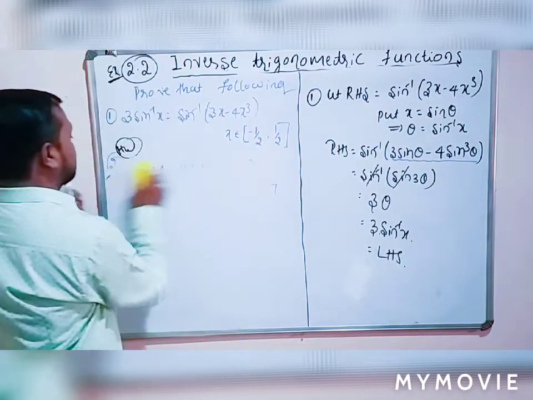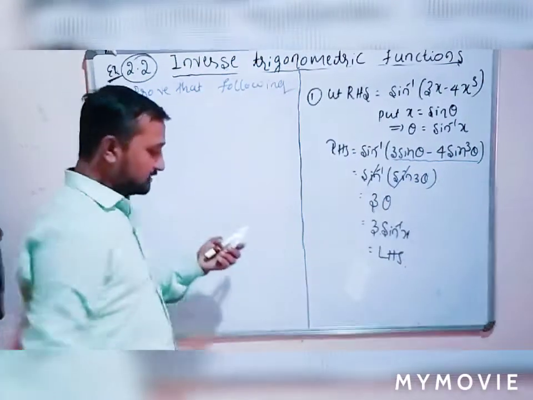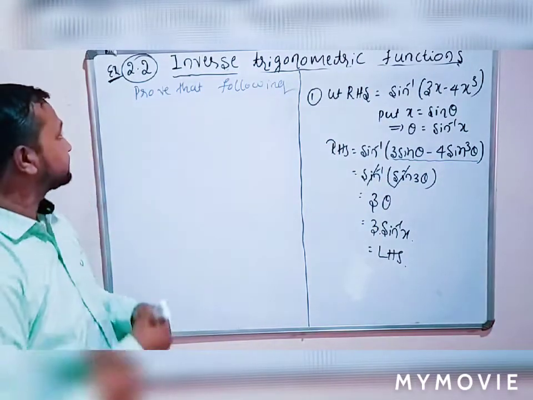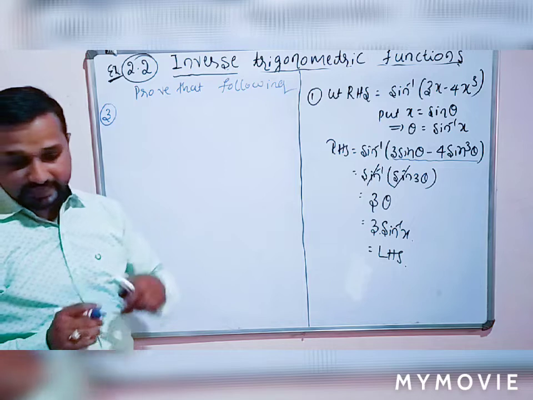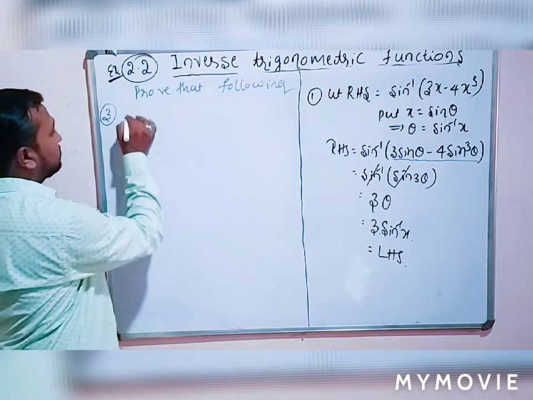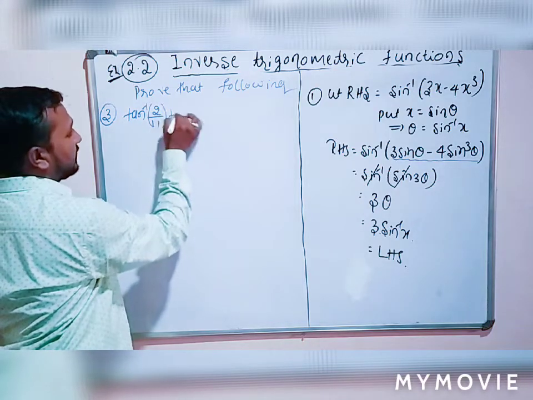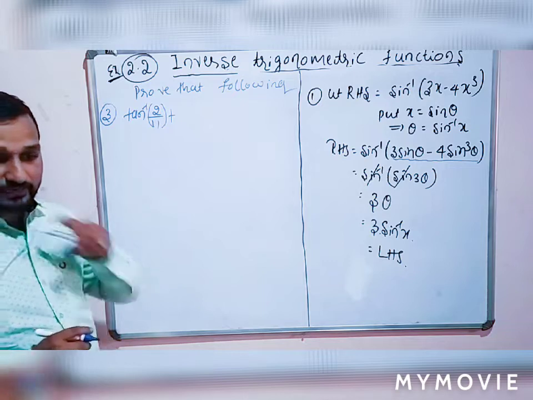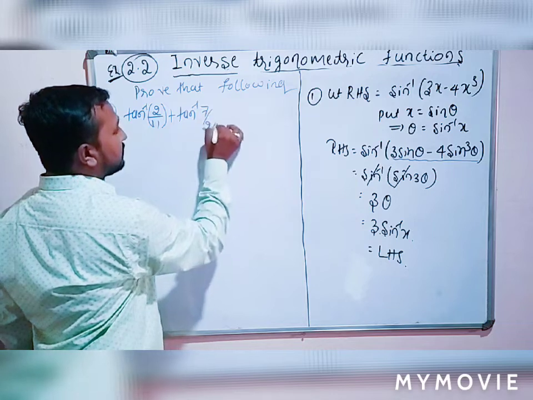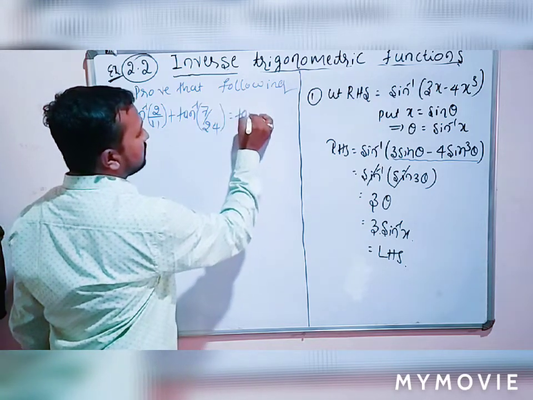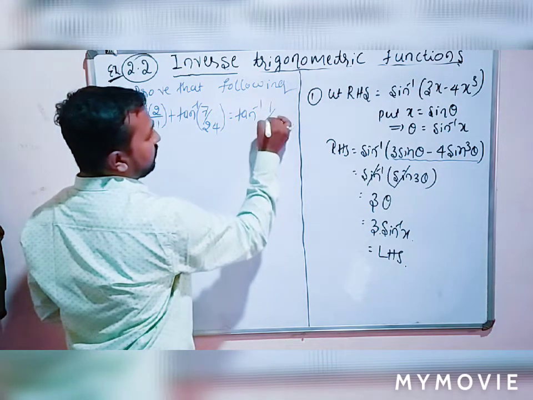Then the next example is also a proving example. These are 2 marks examples, also a standard formula example. This is the third one: tan inverse of 2 divided by 11 plus tan inverse of 7 divided by 24 is equal to tan inverse of 1 divided by 2.